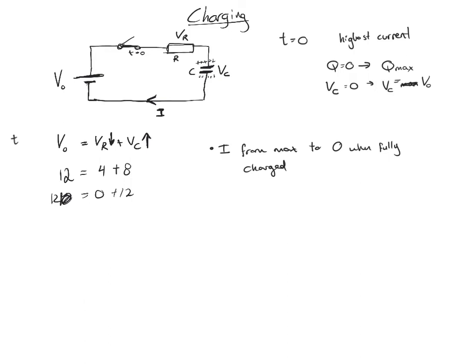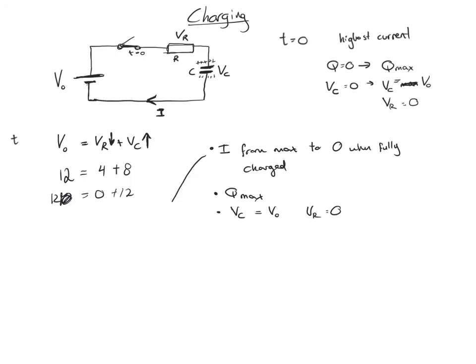So we said after a long time, VC will be equal to V0 and VR will be equal to 0. We said current decreases to 0 when fully charged. Charge goes to max when fully charged. VC, the potential difference across the capacitor, will reach the potential difference of the EMF, and in this case VR tends to 0. And this is where we're going to talk about the equations.